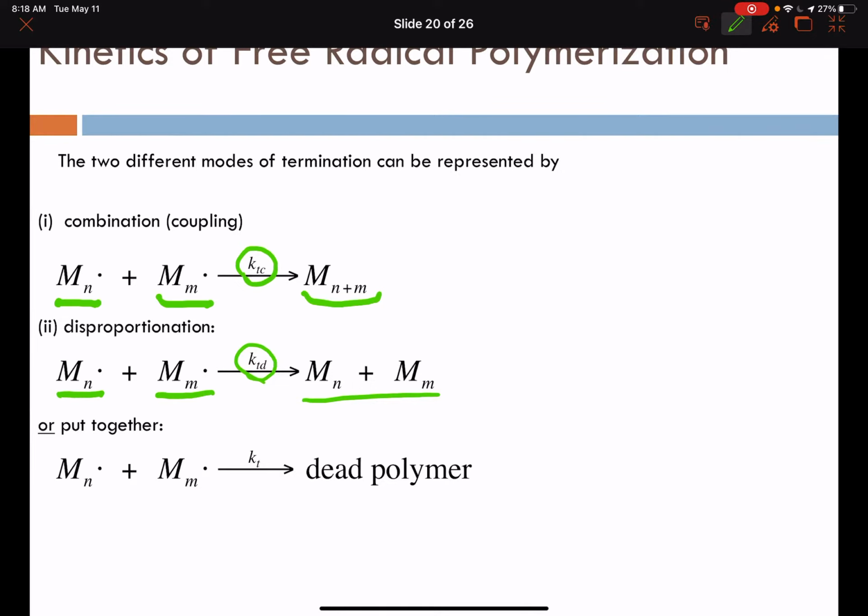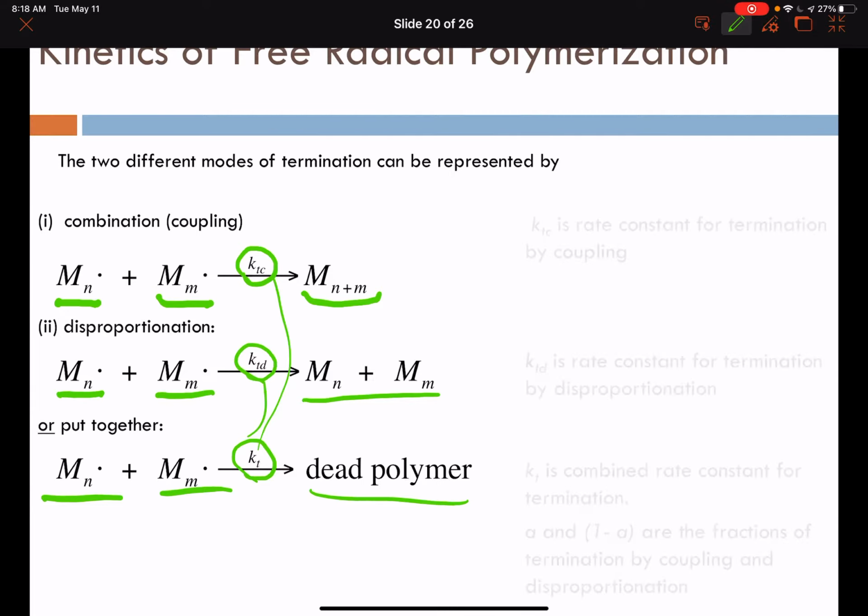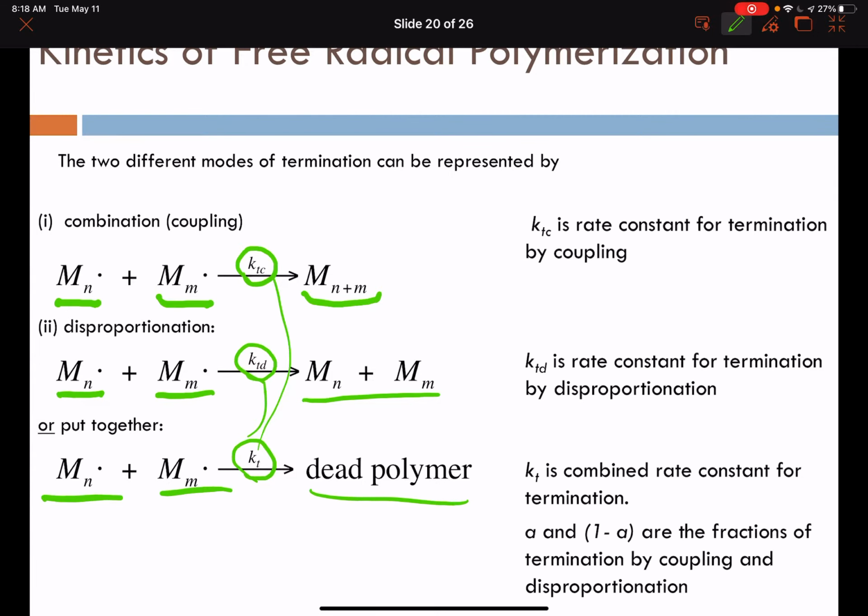So it's rare that we can consider how both of these terminate two radicals by annihilation. We can put them together to a generic k_t, which would encompass both of these terms together to give us our dead polymer. No more reactivity on that. Okay, so I think we've said most of these points. So a combined rate constant approach can also be listed.